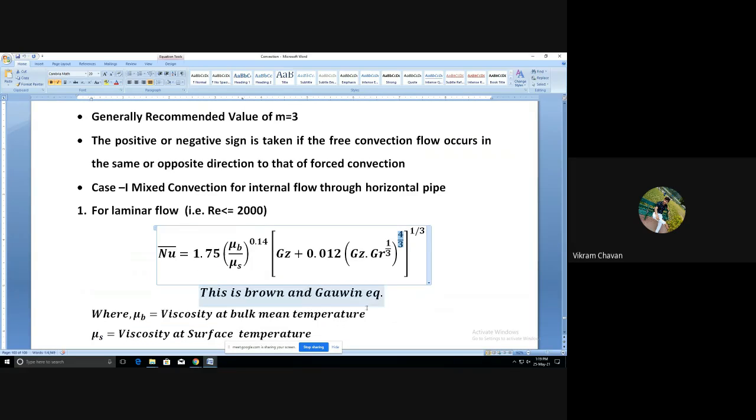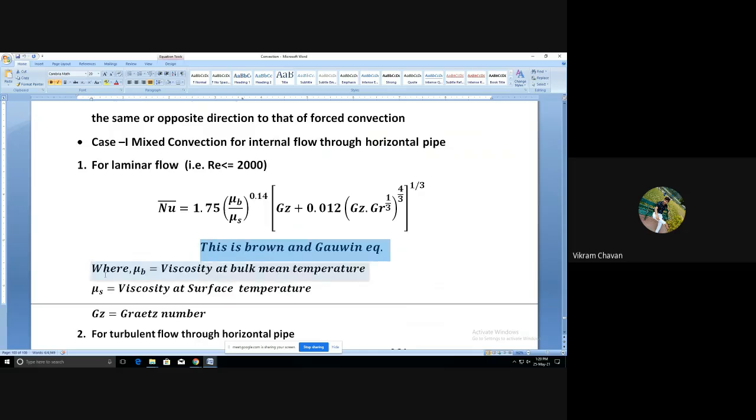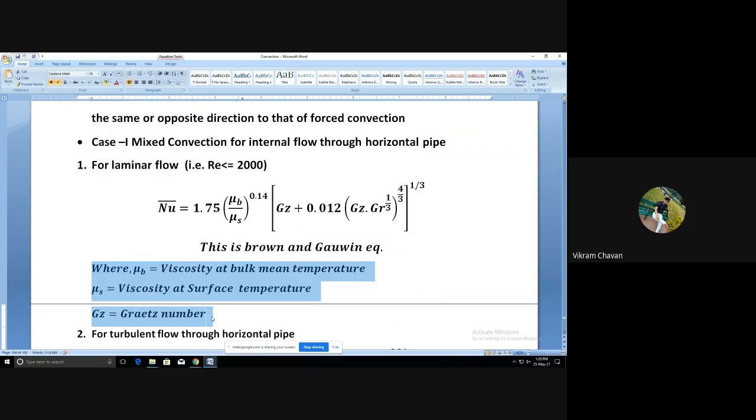Now this is called the Brown and Govin equation. In this equation, mu suffix b is equal to the viscosity at bulk mean temperature.